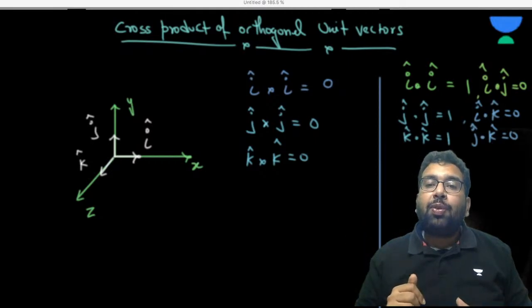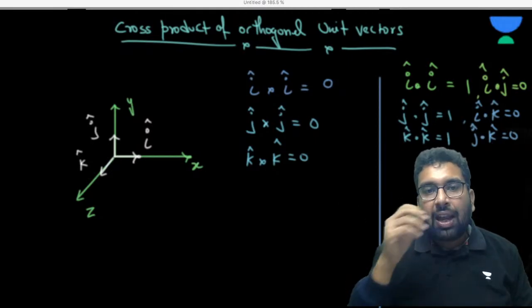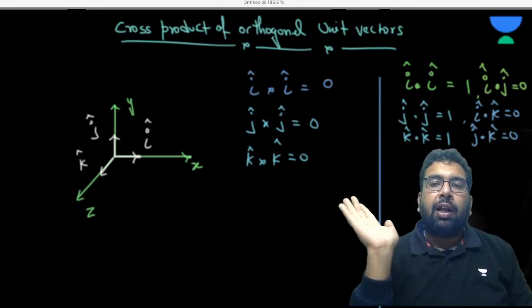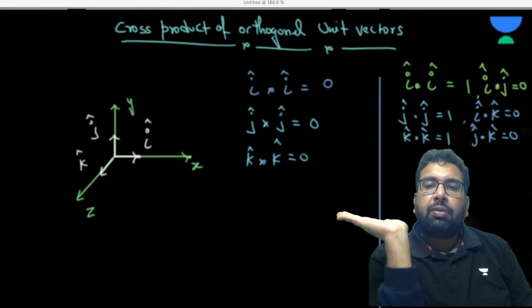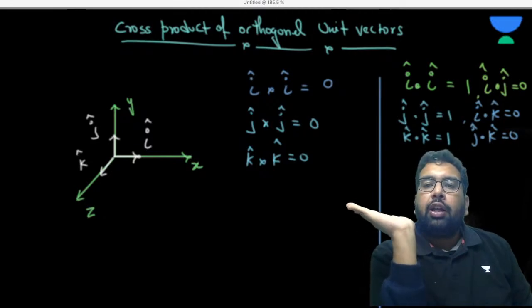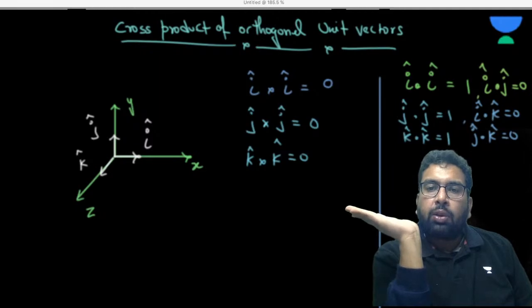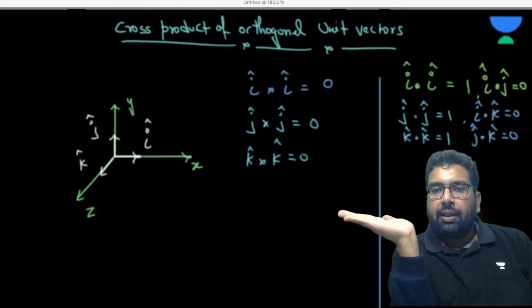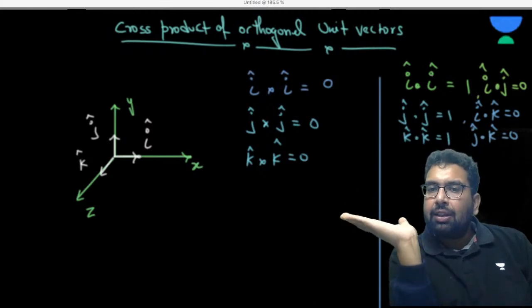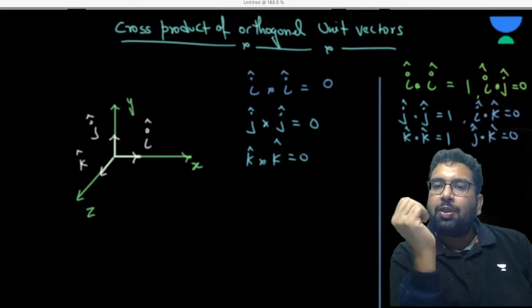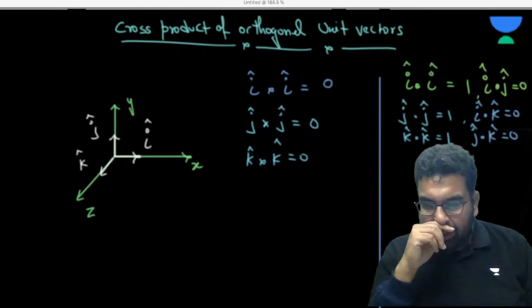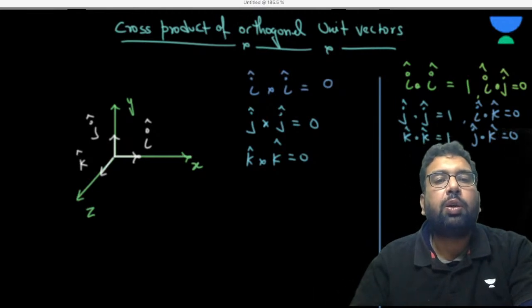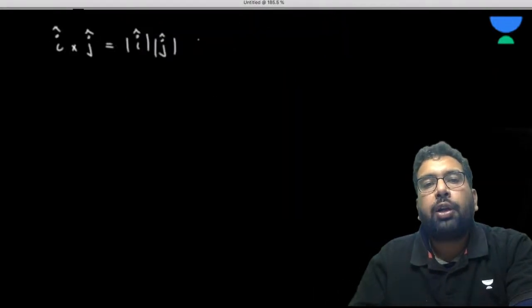For that, what do we have to do? We have to place the thumb such that the fingers curl from i towards j. If the fingers are to curl to reach from i to j, you must place your hand like this. Then the thumb points towards k, so the direction is going to be positive k cap. So i cap cross j cap will become k cap.